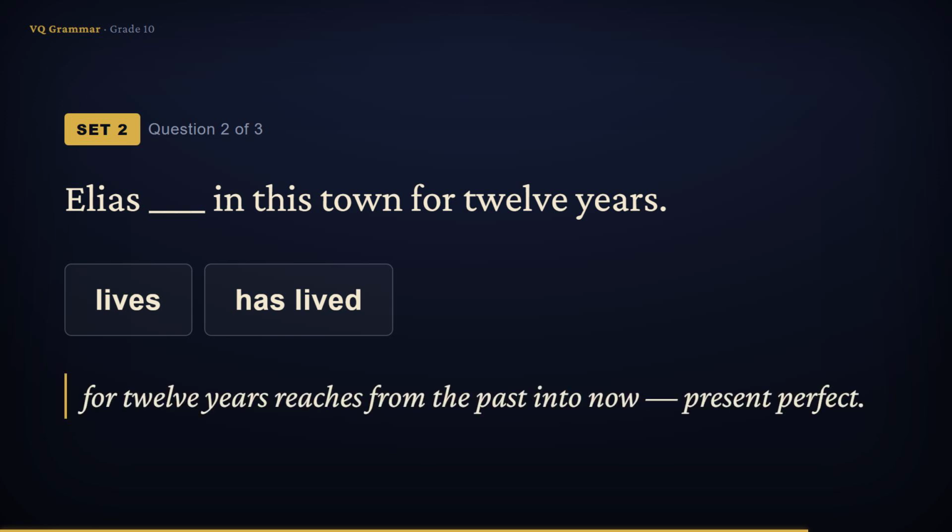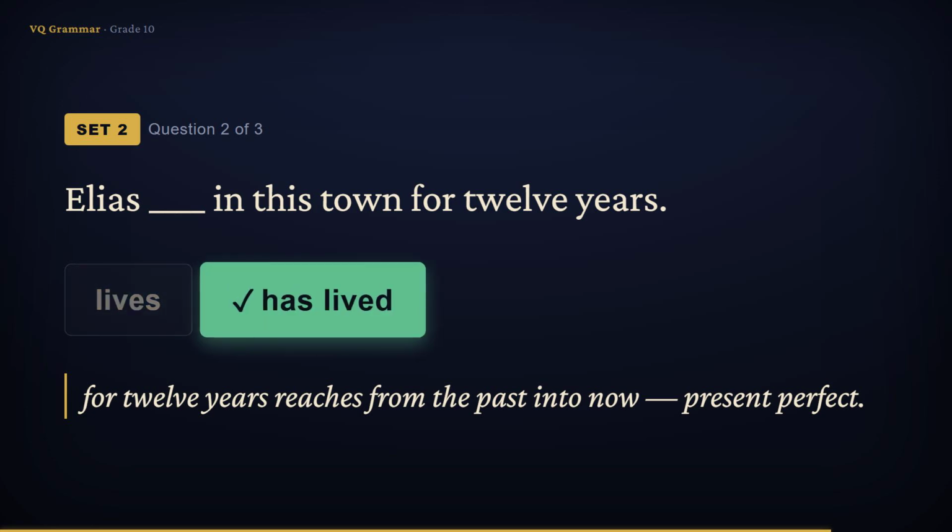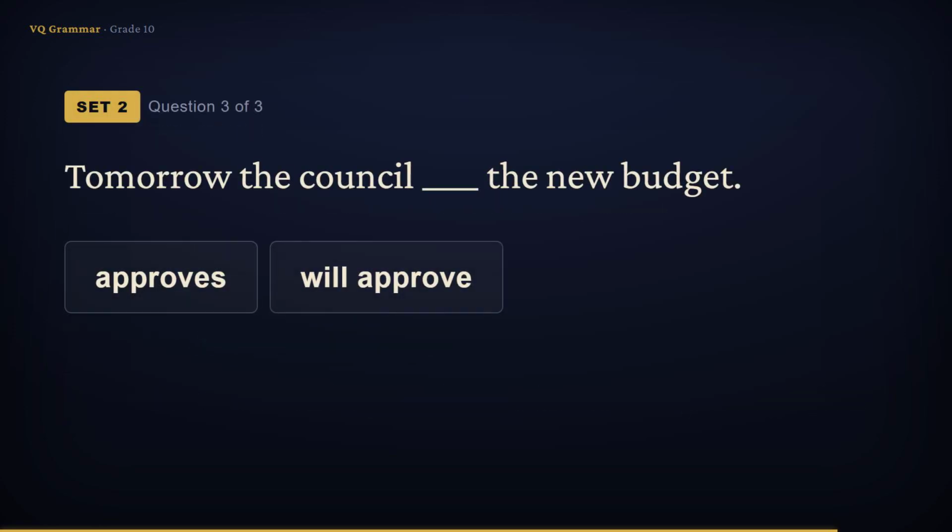Elias blank in this town for 12 years. That little word for is doing the work. It measures a stretch of time that started 12 years ago and runs right up to today. A past that reaches into now calls for the present perfect, so the answer is has lived.